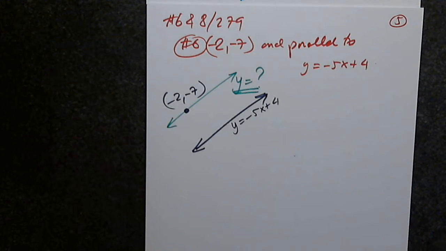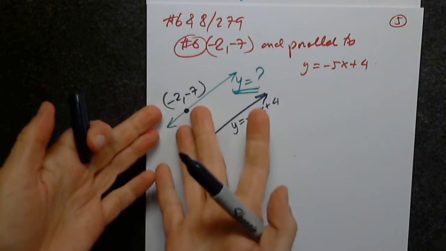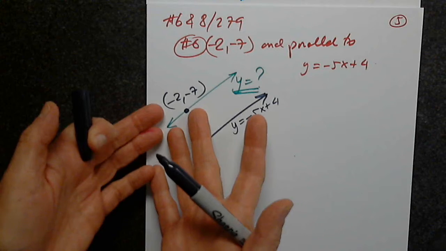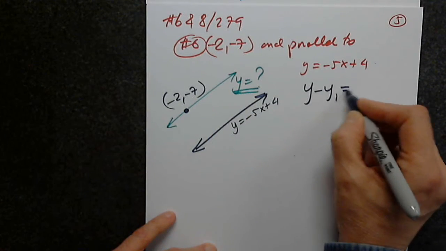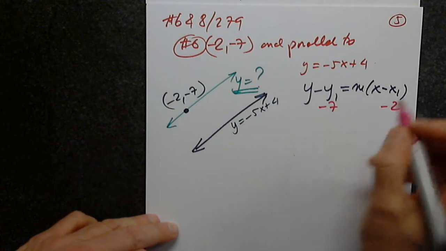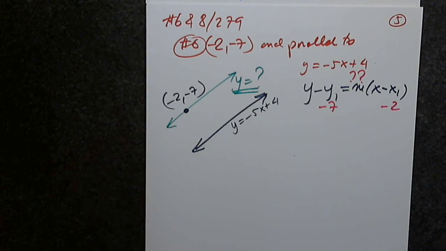So the green line is what I'm interested in. I'm interested in finding the equation of the green line. I know that it passes through the point -2, -7. It is not the y-intercept. I will write my point as -2, -7, and I will ask myself, how will I determine the slope? Because if I determine the slope, I can have the equation.